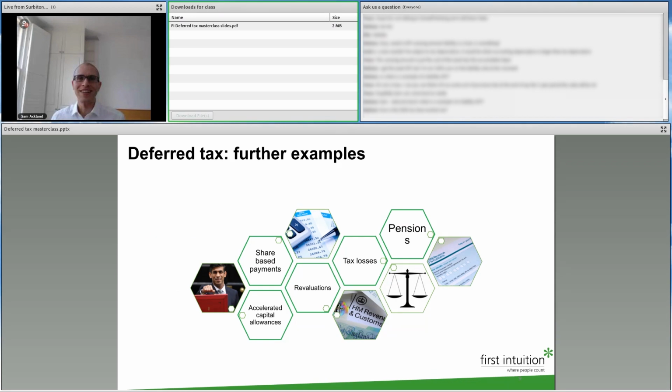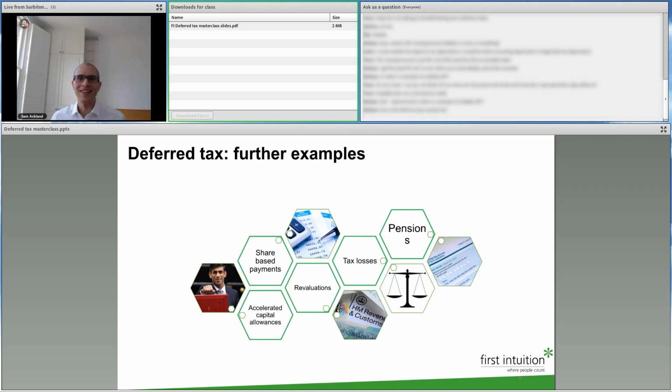Okay, right then, let's move on to some further deferred tax examples. What have we got in terms of further examples? Well, there's a few common ones on screen there. We will deal first of all with revaluations of assets. We'll also have a look at tax losses. And if we get time, we can have a quick look at pensions, which will be applicable to your SBR students only. And also we'll look at share-based payments, which also is applicable for SBR students only.